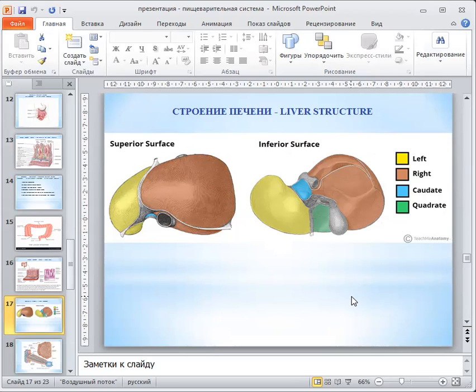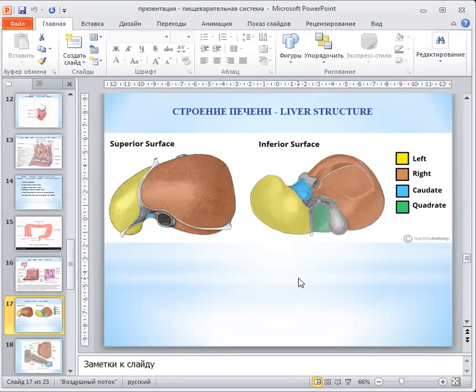The quadrate lobe and the caudate lobe are on the inner surface of the right lobe of the liver. There is the porta hepatis on the inner surface of the liver. Through the porta of the liver come in lymphatic vessels and the liver arteries.